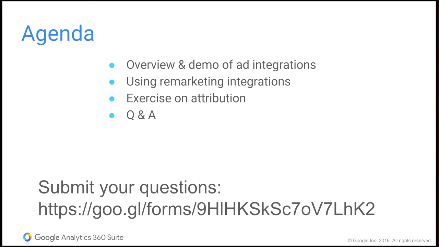So we're going to go through a few different topics today. First, we're going to look at an overview and demo of our ad integrations. Then we're going to look at using our remarketing integrations. And finally, we're going to do some exercises on attribution before we finish with your questions. Improving your ROI is really all about increasing the efficiency of your campaigns and reaching more of your target audiences. And so all of these topics are really working towards helping you understand that and get the most out of our products with that in mind.